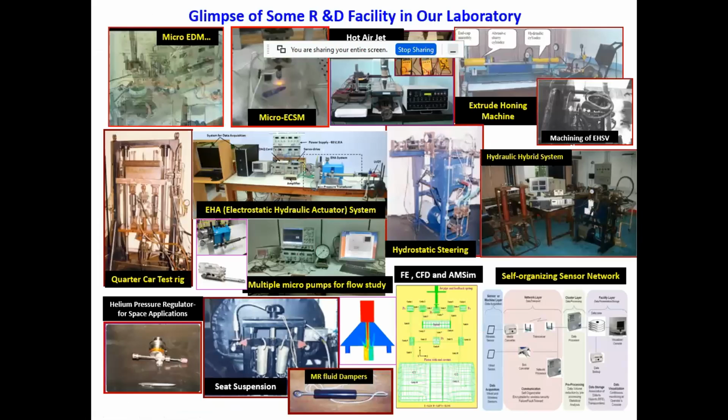Now, I have already shown you in the last lecture various facilities developed in our laboratory, like a micro EDM, micro ECM, hot air jet machining, correct, friends, and extrude honing machine, the quarter car models, the helium pressure regulators, and the EHA systems for space application, hydrostatic hybrid, hydraulic hybrid systems, and many more. We are working in mixed areas in our laboratory. This laboratory is the only one which calls for different engineers and students to work in it.